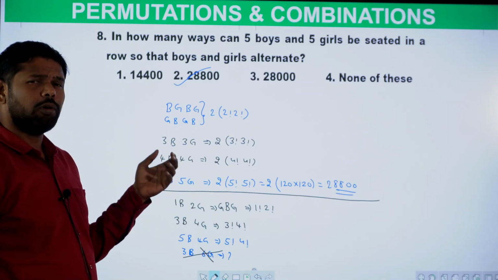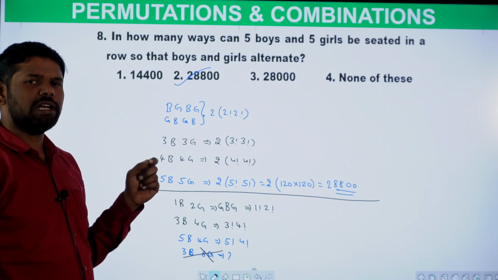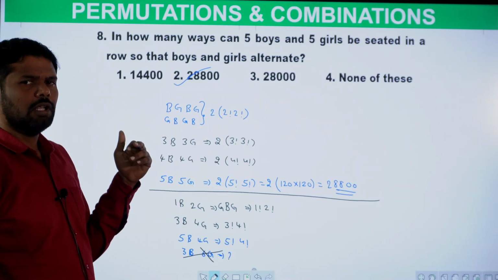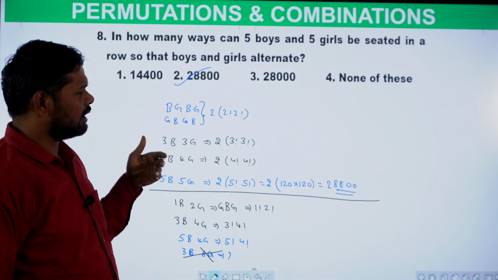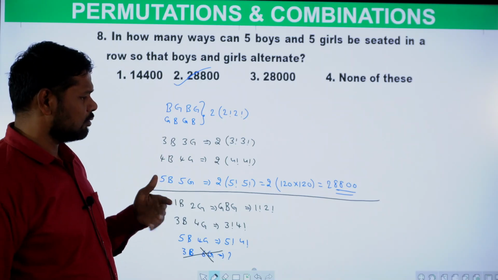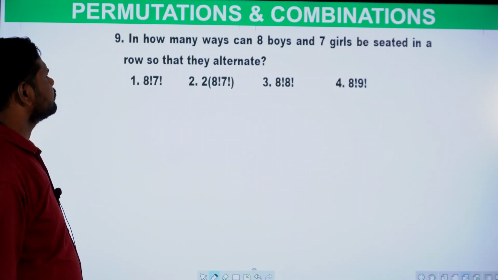Maybe in some cases vowels and consonants. 5 vowels and 5 consonants are there. How many ways can we arrange them alternately? It means 2 into 5 factorial into 5 factorial. So the question may be framed with different numbers, even numbers, odd numbers, or boys and girls, vowels and consonants, whatever it is. So alternate arrangements mean like that.